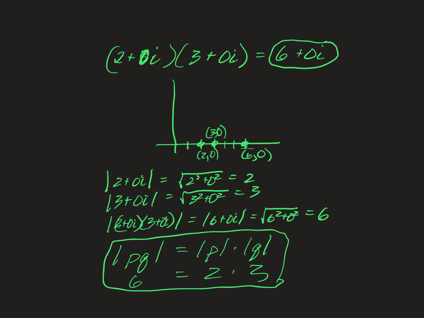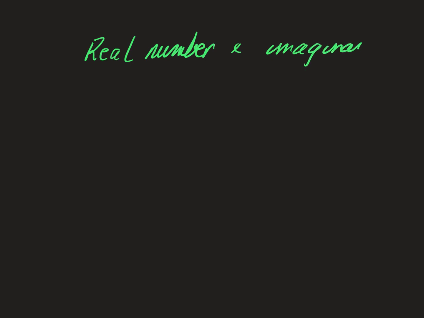You could look at this as a doubling of the 3 or a tripling of the 2, either way. All right? So now let's go to the next case. A real number times an imaginary number. So what we want to do in looking at this second case, real number times imaginary number, is we just want to look at the simplest example.